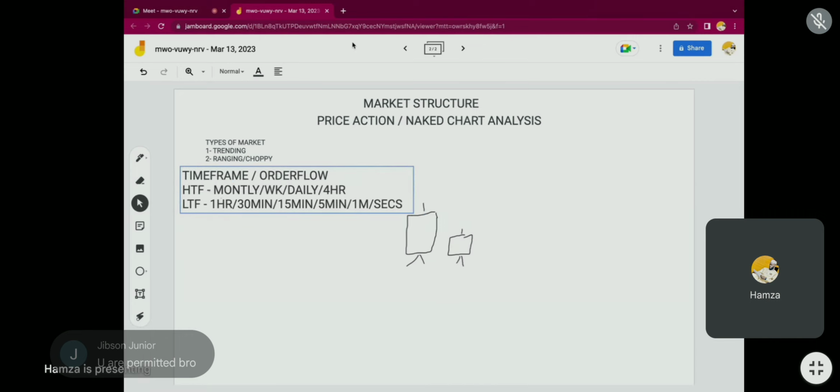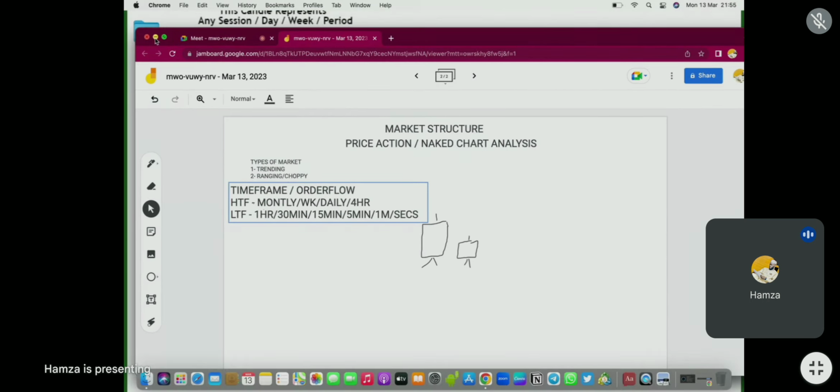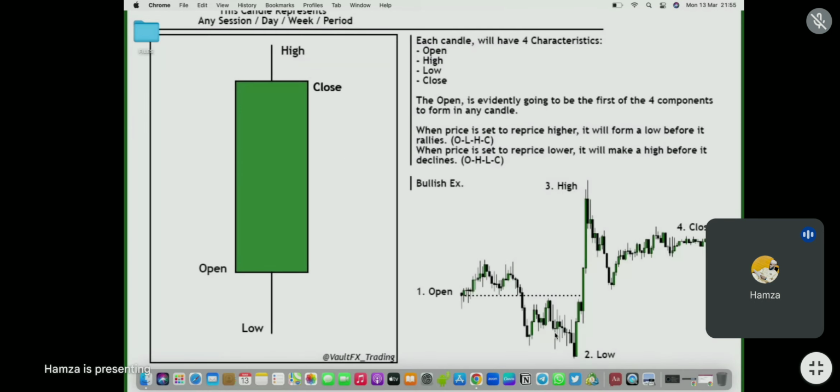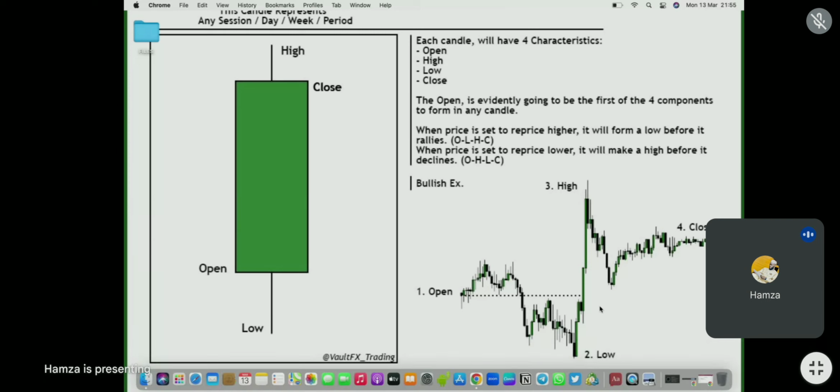If this is a chart, and you're using the daily time frame, what it means is each candlestick you see represents a day. So today, if this is Monday, this candlestick represents what happened today on Monday. If tomorrow is Tuesday, this here represents what happens throughout tomorrow.